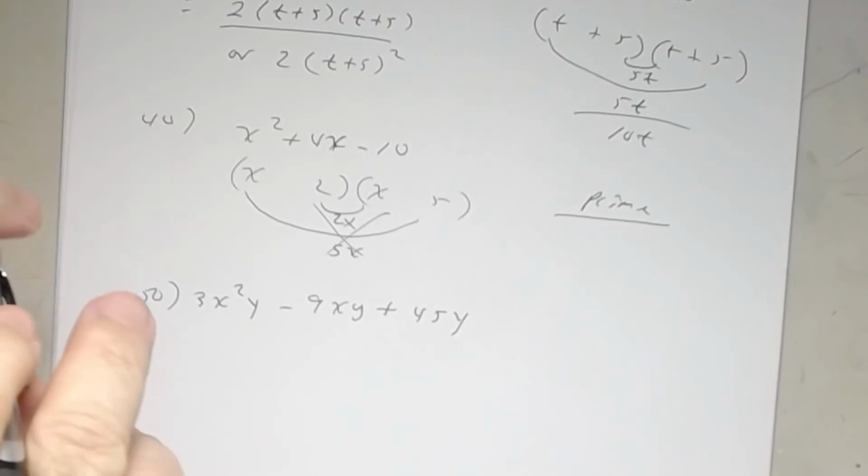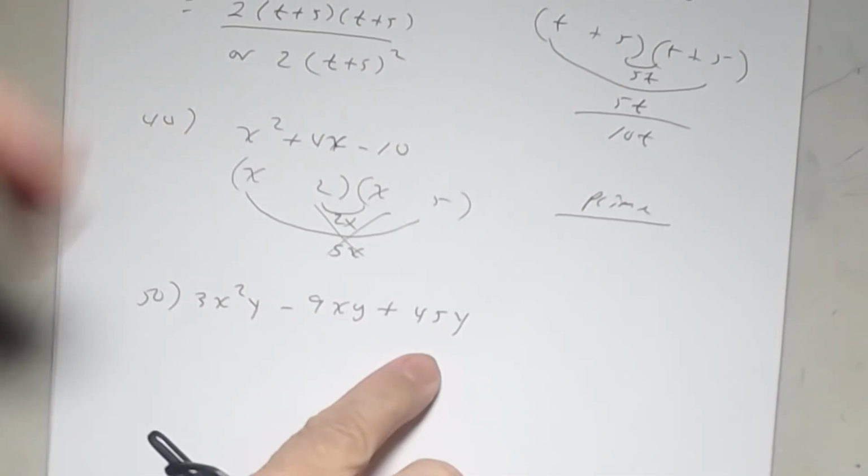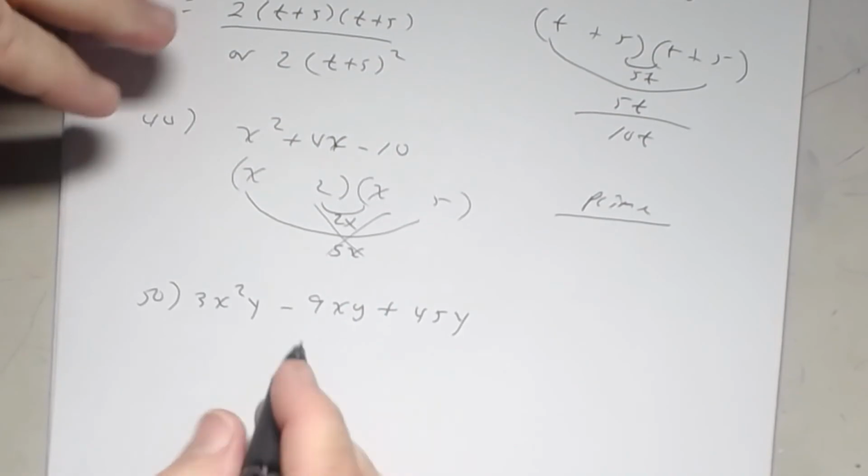3y. Is 3y the GCF? I'm thinking that. Or am I wrong? Well, 3 goes into 3, 3 goes into 9. Does 3 go into 45? Yes. And is there a y in every term? Yes. So the GCF is 3y.